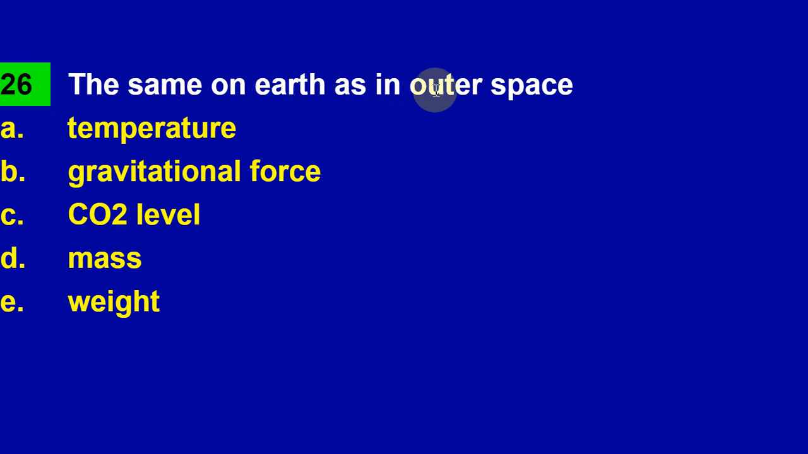The same on Earth as in outer space. Yikes. Which one is it? This can be confusing. Temperature? Absolutely not. Gravitational force? Come on, no. CO2 level? No. It's either mass or weight. This can be confusing. Which one is it?